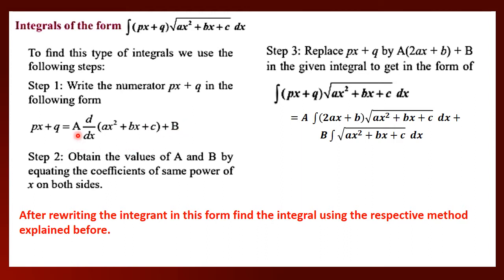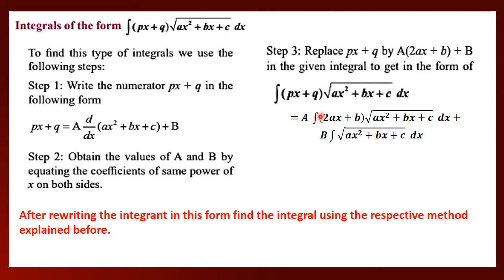Now we will obtain the values of a and b. Rewrite px plus q as a into the derivative of ax square plus bx plus c, which is 2ax plus b, plus b. Then the given integral will become a into integral 2ax plus b into root of ax square plus bx plus c dx, plus the second term, which will be b into integral root of ax square plus bx plus c. That is, we will multiply both the terms with root of ax square plus bx plus c.